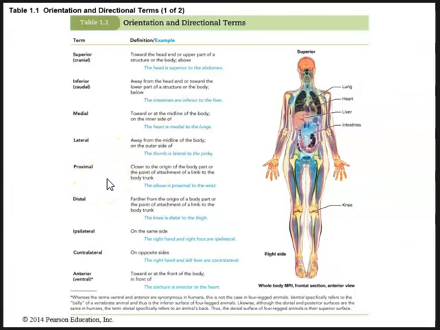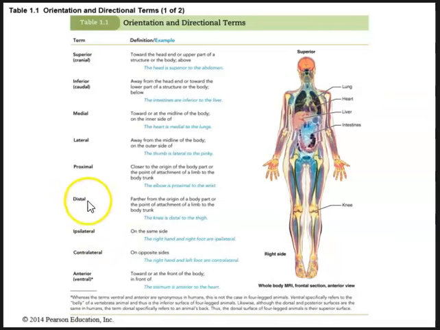Proximal. Proximal means closer to the origin of the body part or the point of attachment of a limb to the body trunk. So for example, the elbow is proximal compared to the wrist. Okay, so we know that the upper limb attaches here at the shoulder, so we would consider the elbow closer to that attachment. So closer or proximal, more proximal to the shoulder compared to the wrist. And if we were talking in anatomical terms, we would consider the wrist more distal.